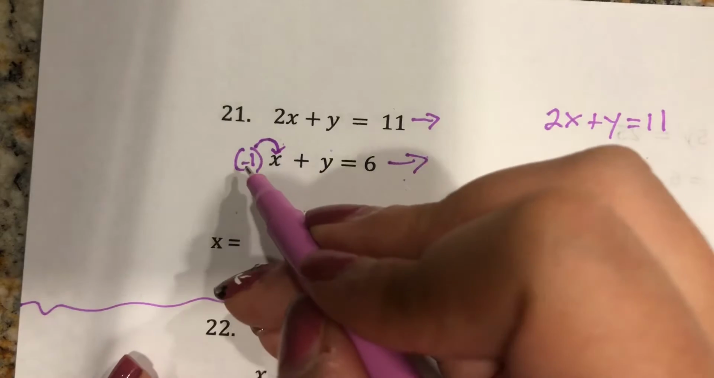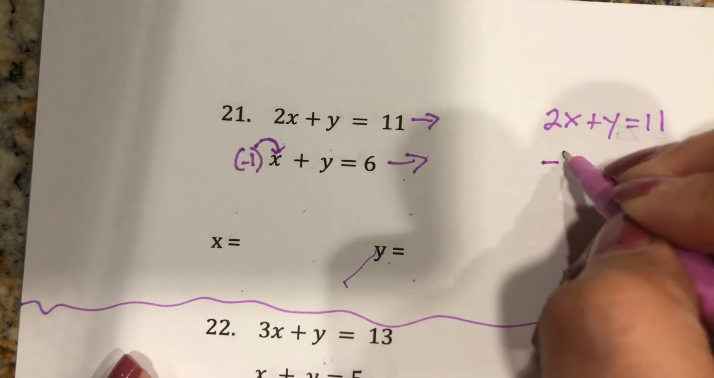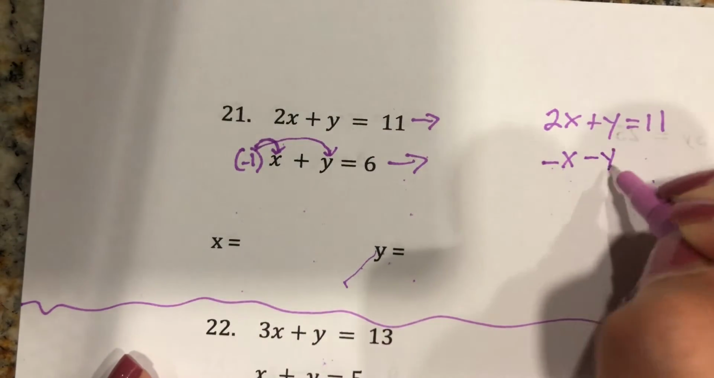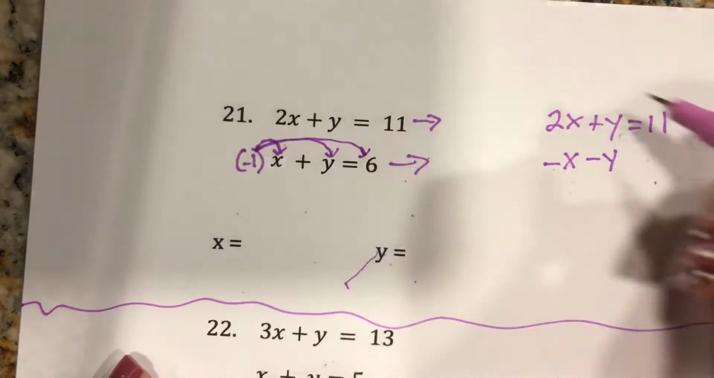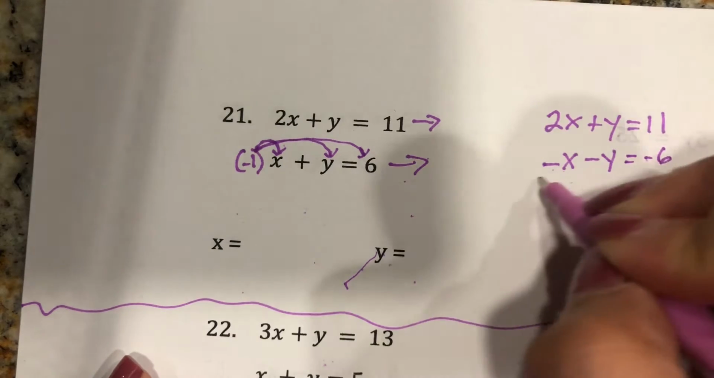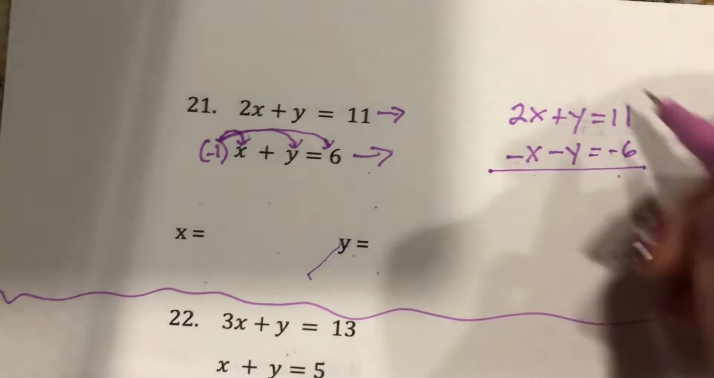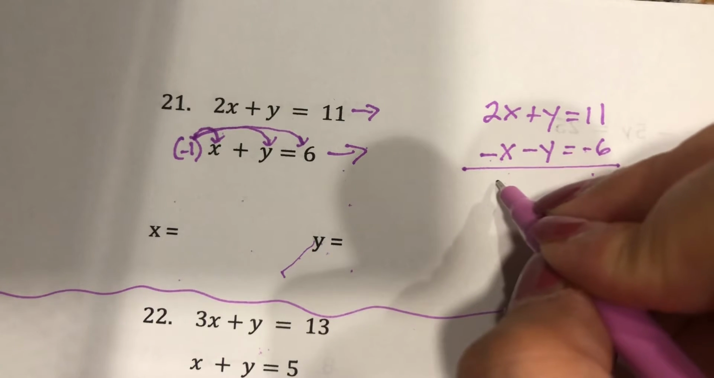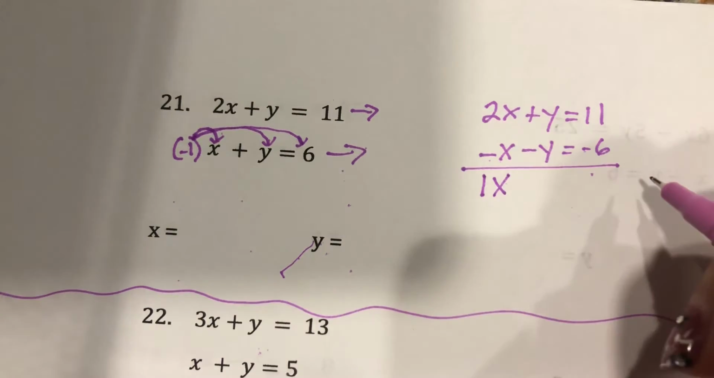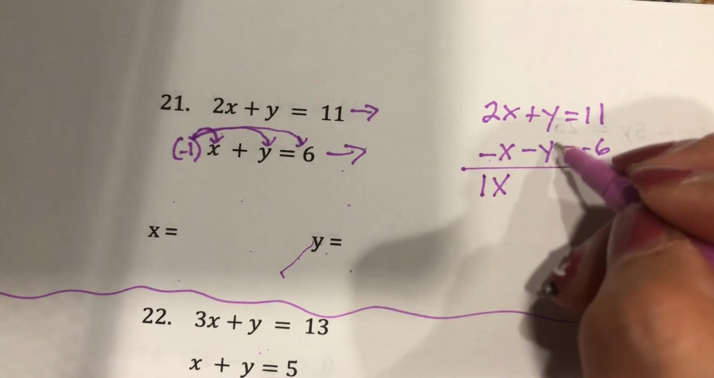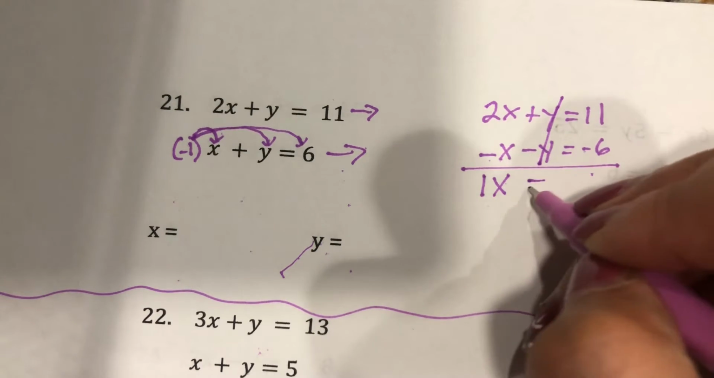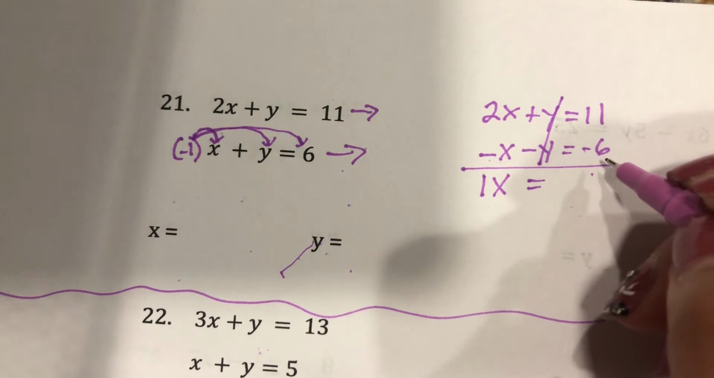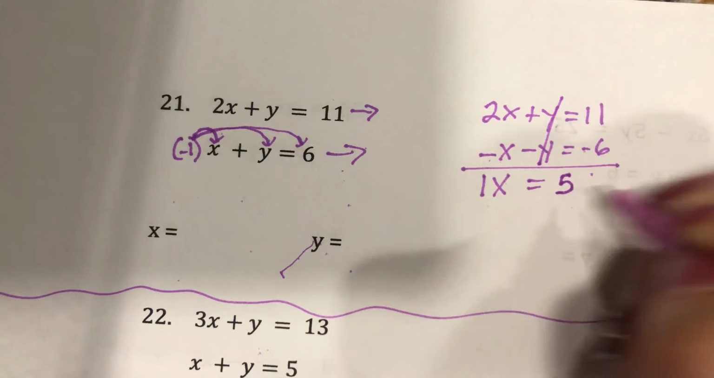So negative 1 times x gives me a negative x. A negative 1 times y gives me a negative y. And a negative 1 times 6 is a negative 6. There we go. So 2x minus x is just 1x. y and negative y cancel each other out. Don't need that. And 11 minus 6 is a 5.